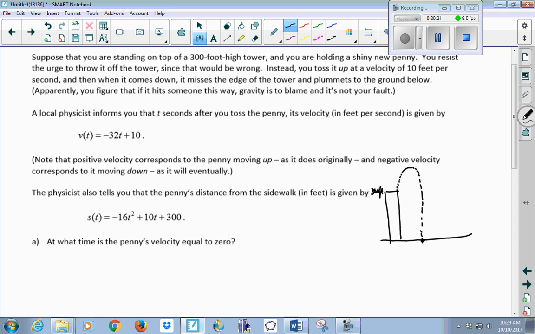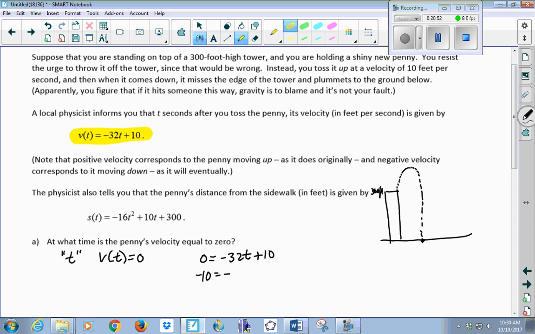So the first question says, at what time? So I immediately know I'm solving for t. At what time is the penny's velocity equal to 0? So that means I have to use my velocity function. I want to know, when is the velocity v of t equal to 0? So let's set v of t equal to 0. That's the left-hand side of this equation. And let's solve this for t.